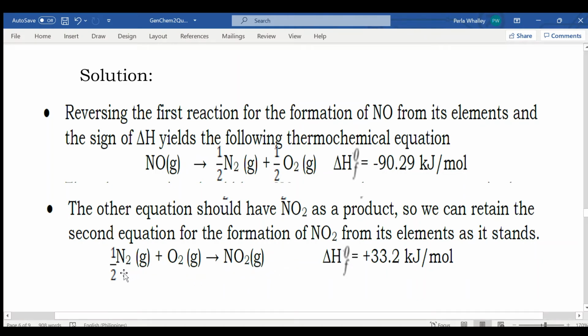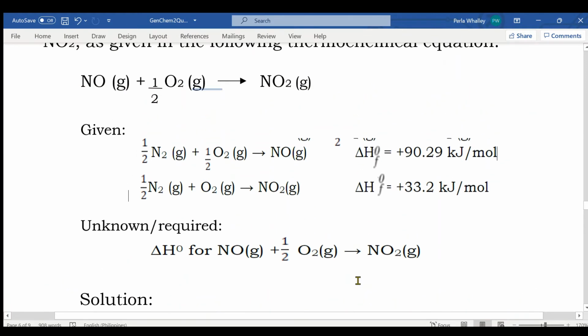So we have 1/2 mole of nitrogen gas plus 1 mole of oxygen gas forms 1 mole of nitrogen dioxide gas. And the standard heat of formation is still positive because it was not reversed. Now, let's go back here. Why do we need to reverse the first equation? And why is it that the second equation has stayed as is?